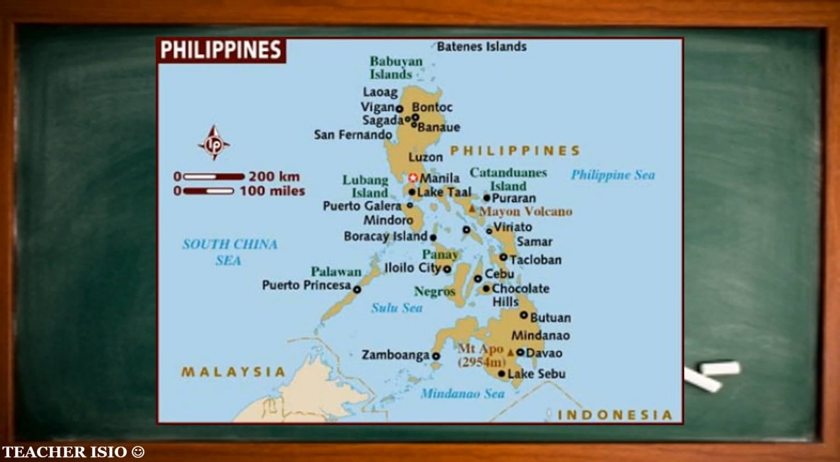So for you to understand more about point, line, and plane, I have here a Philippine map. So ano yung point dyan? So ang ating point dyan ay yung nakikita nyo mga dot dyan. For example, Tacloban, Manila, Banawe, Bigan, that is our point.